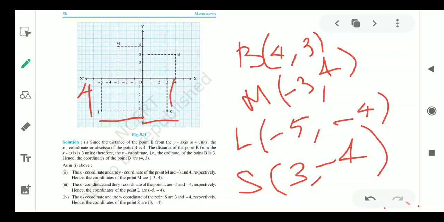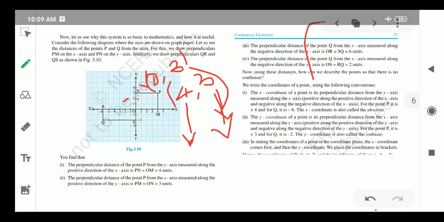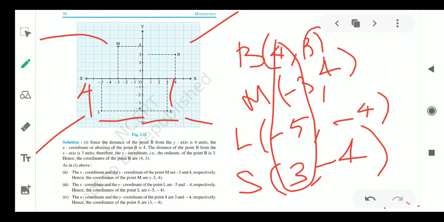Now tell me, B is in which quadrant? B is in the first quadrant. M is in the second quadrant. L is in the third quadrant. S is in the fourth quadrant. Here all the x coordinates are called abscissa, and all the y coordinates are called ordinate.